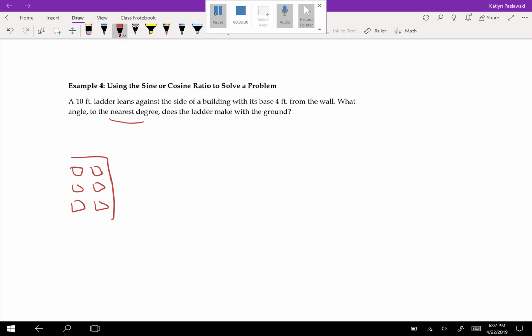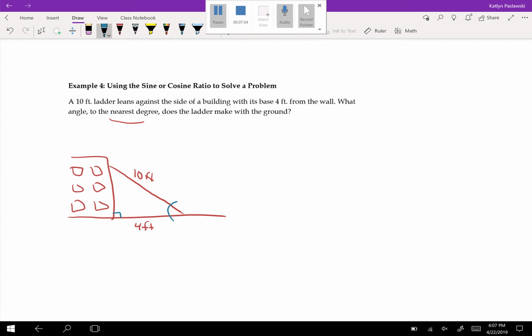Here we have a building. There is a ladder that's leaning up against this building. There's the ground. Now the ladder is 10 feet long, so it's leaning up against the building. This is obviously not drawn to scale, but the base of the ladder is 4 feet from the wall. And here we would have our right angle. It wants to know at what angle the ladder meets the ground. So it wants to solve for this angle here.